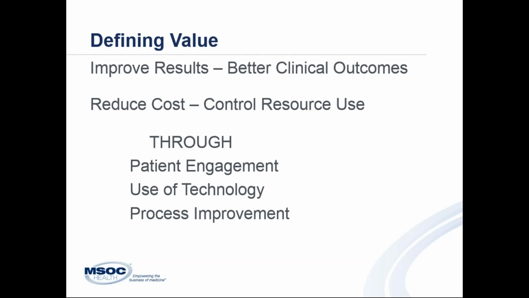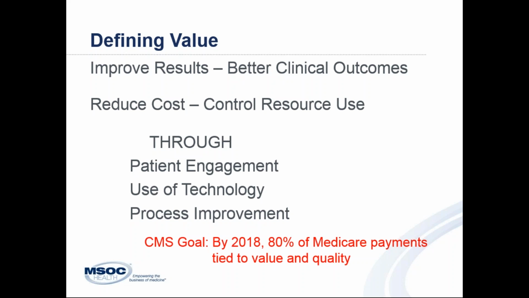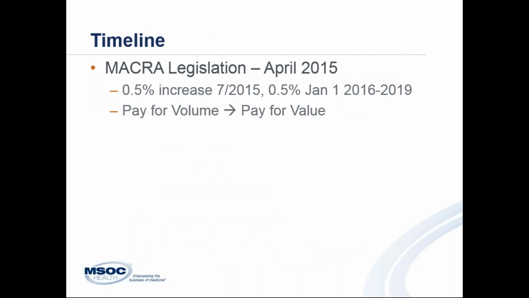And they intend to do that through patient engagement, the use of technology, and process improvement on the part of the medical practices that will be paid with this. CMS has a stated goal that by 2018, that's only a year and a half away, 80% of Medicare payments will be tied one way or another to value and quality. So that's a pretty ambitious and lofty goal. The timeline for this is the MACRA legislation passed last year in April. It calls for a 0.5% increase, which we all got in July of 2015, and then an additional 0.5% increase each calendar year from 2016 through 2019 by law.